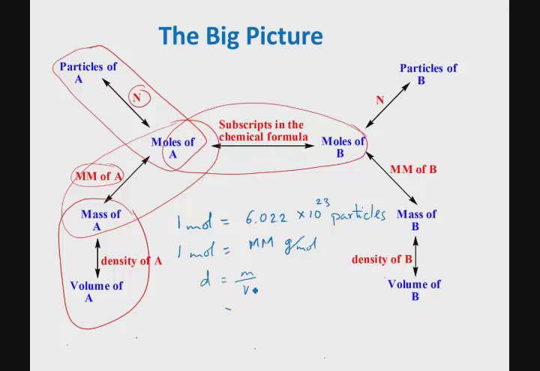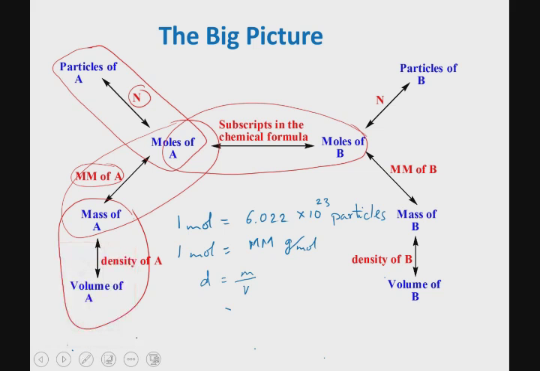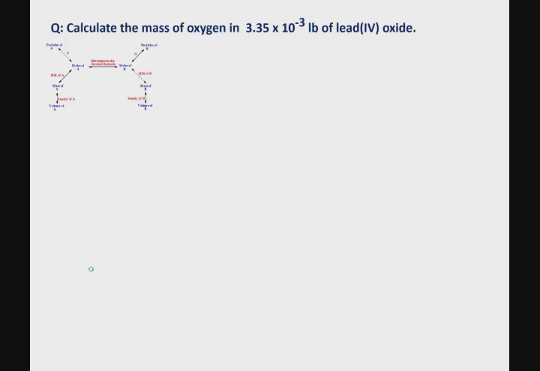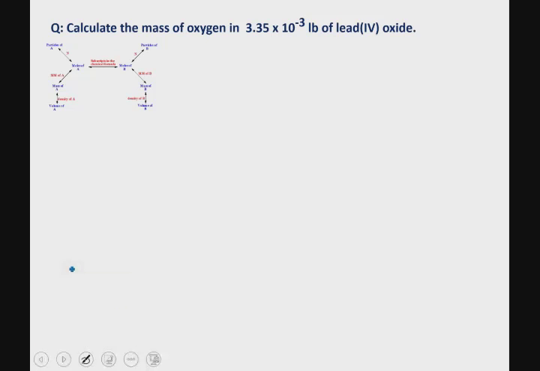And we've also seen equations that use subscripts in the chemical formula to figure out molar ratios between compound and elements in that compound. So let's use this big picture to do some calculations. Here's an example. Calculate the mass of oxygen in 3.35 times 10 raised to negative 3 pounds of lead 4 oxide. And once again, this is how I use the big picture. Please use it if you find it convenient. If not, don't worry about it. It's all ratios. That's all these conversions are.